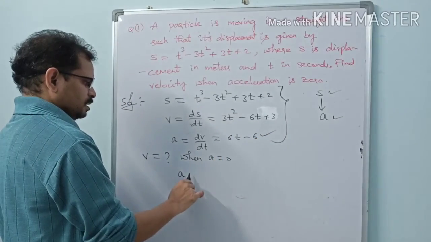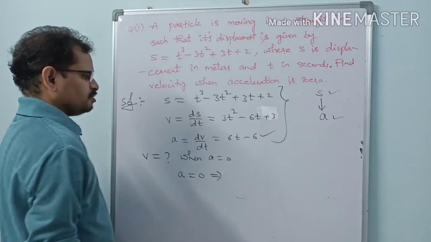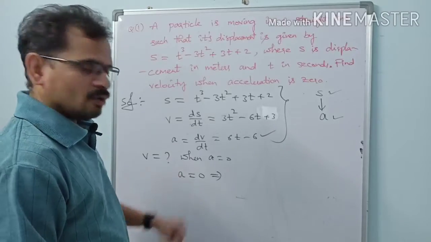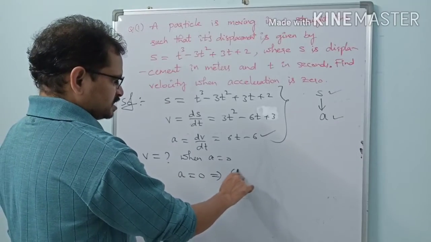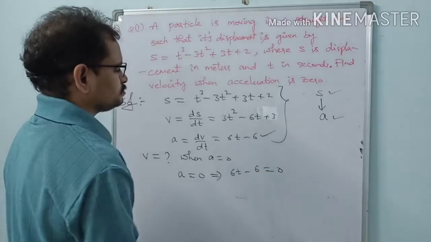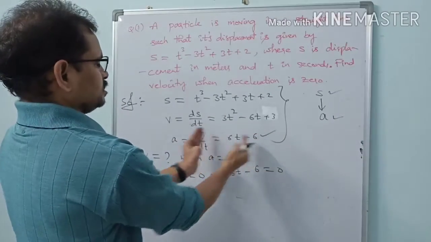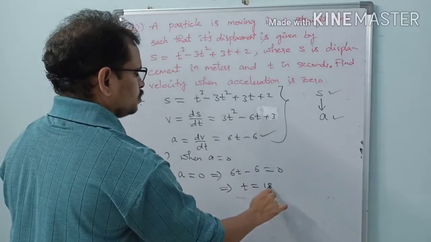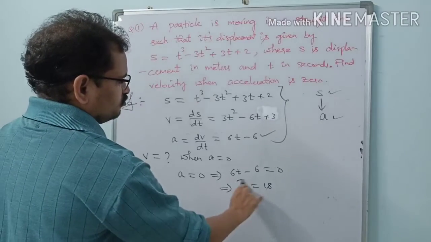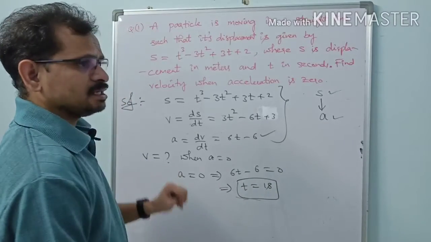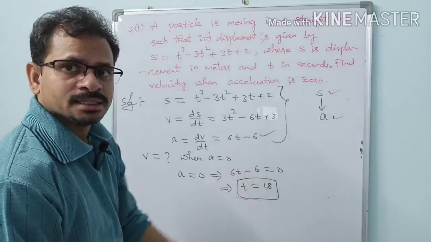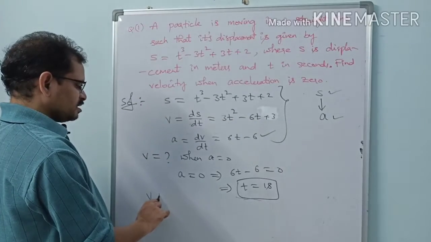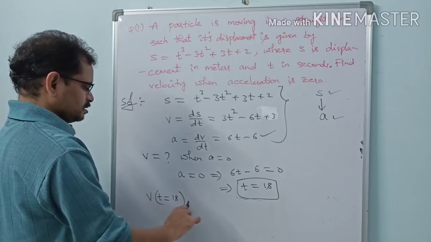So a equal to 0. We want a equal to 0 at what time? So a equal to 0 implies 6t minus 6 equal to 0. Acceleration 0 means this expression is equal to 0. This implies t equal to 1 second. So acceleration becomes 0 one second after the journey starts. So you have to find velocity when t equal to 1 second.